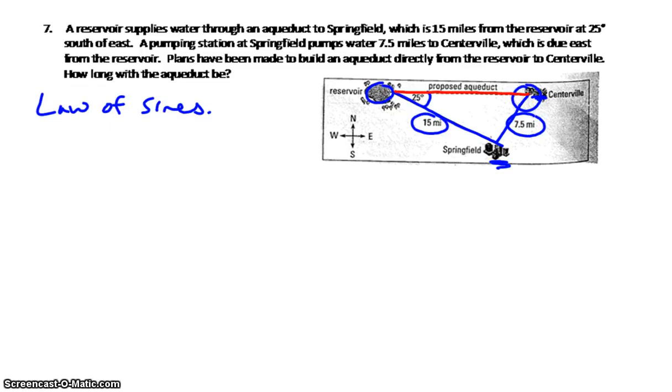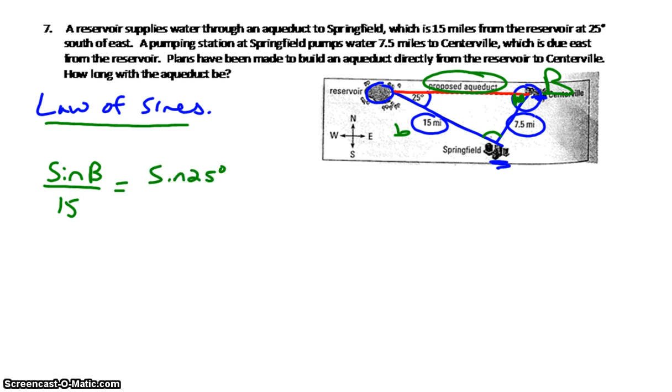Now, are we ready to find that distance with what we have? Probably not. But we will be able to get an angle here, and then that will tell us what this angle is, which will allow us to get this distance. So I'm going to do probably the law of sines twice. Now the first thing I notice is I want an angle, so I'm going to try to find the sine of, well, let's call this B, and so this is little b, so the sine B over 15 will equal my sine of 25 degrees all over 7.5.